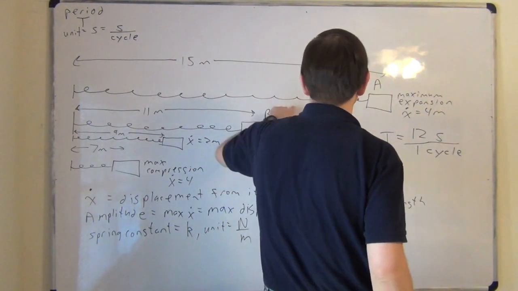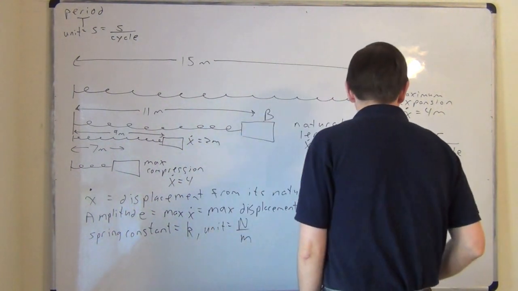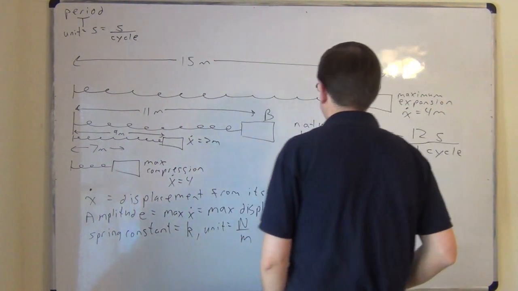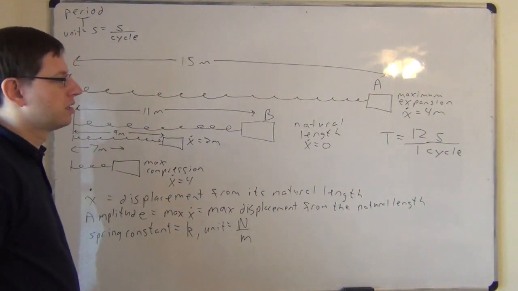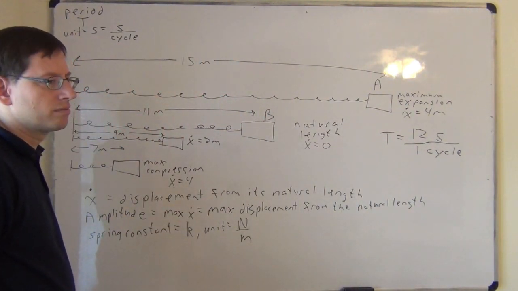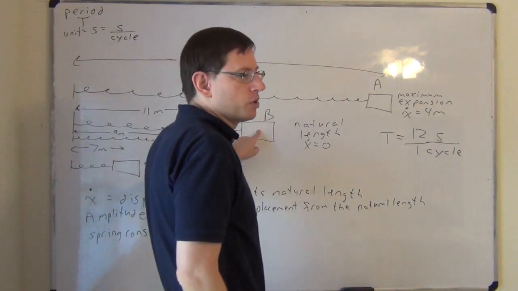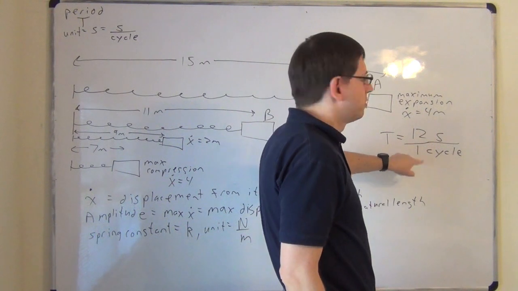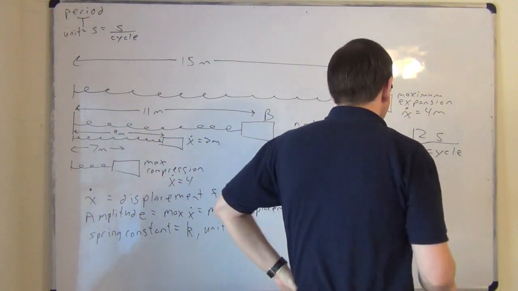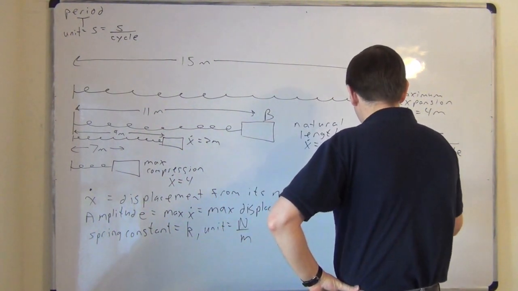So here's the period for this spring, and my question is, how long would it take the spring to go from A to B? 3 seconds. Because that's 1/4 of a cycle. If one cycle is 12 seconds, then a quarter of a cycle is 3 seconds. Okay. That's right. You can even do this as a unit conversion.